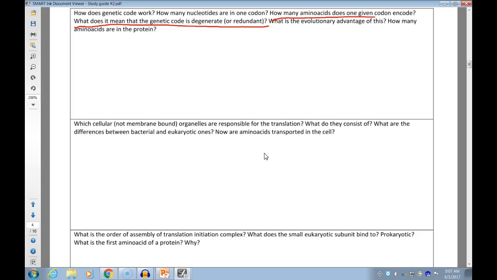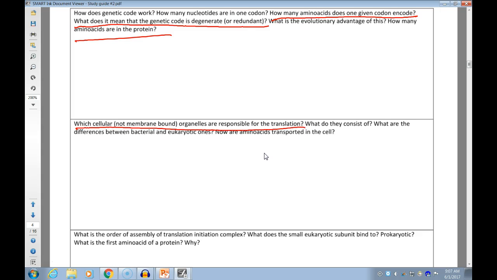How many amino acids does one given codon encode? One. How many amino acids are in, well, I shouldn't say in the protein, I should say in a protein? Possible, 21. Okay.